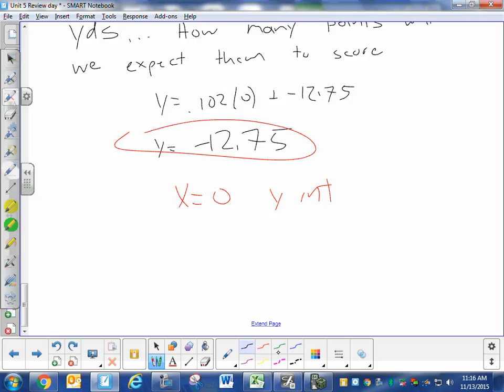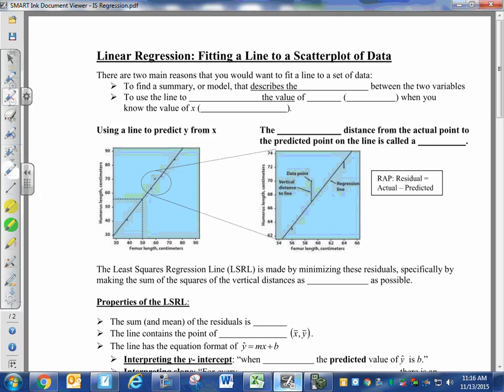All right, let's go to the notes. We'll try to get through them quickly because we pretty much did the lesson right there. That was the lesson. So we'll fill in all the notes. There's one extra thing that we need to talk about, which is variation and the variance, okay? All right, 2 main reasons why you want to use a line to fit a set of data. To find a summary or model that describes the relationship between the 2 variables.